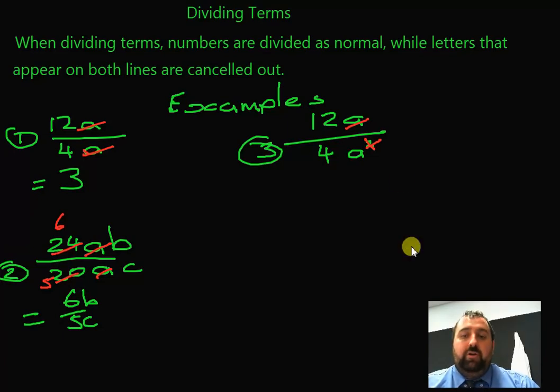So you'll notice that the a left over is still on the bottom line. So our answer is not 3a, alright? Because the a is on the bottom line, it has to stay on the bottom line. So it's 3 over a.